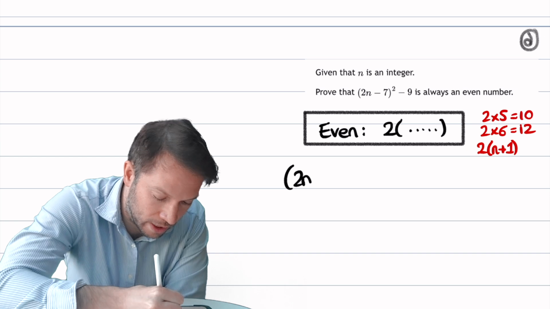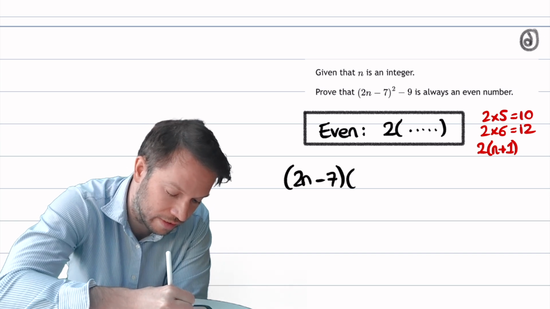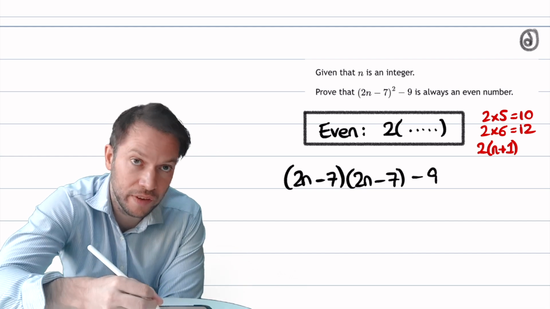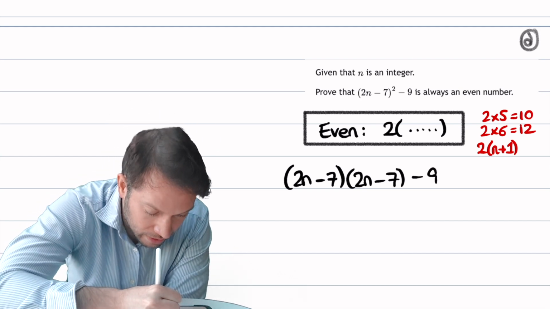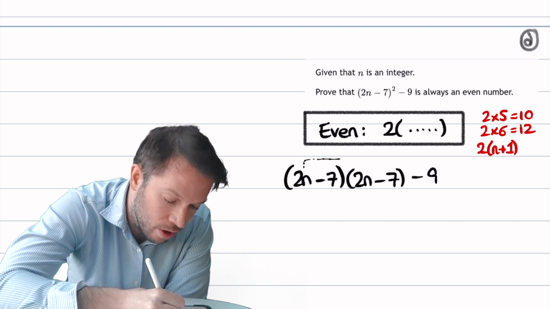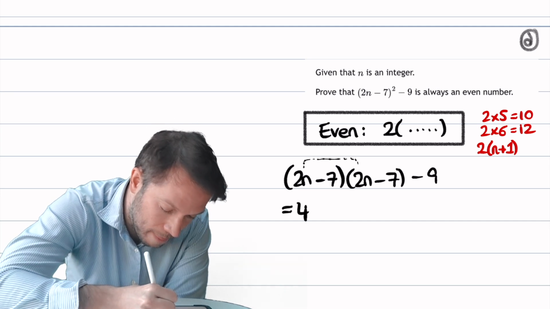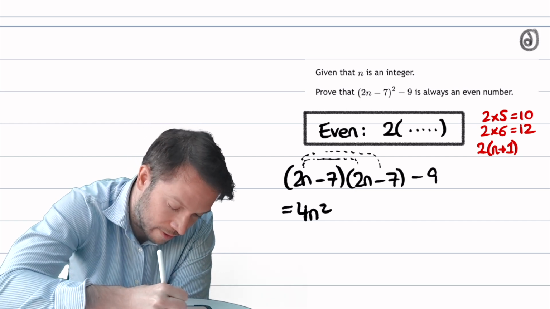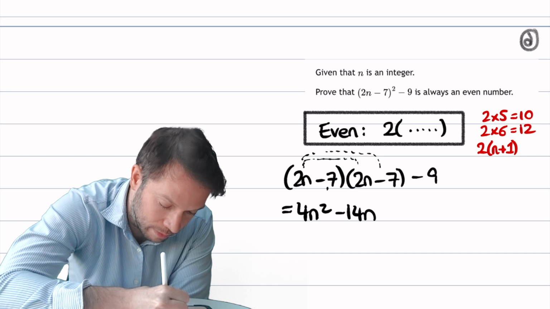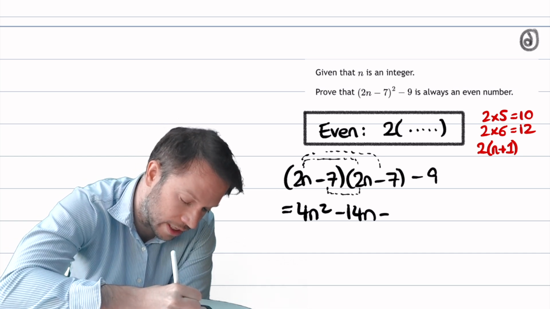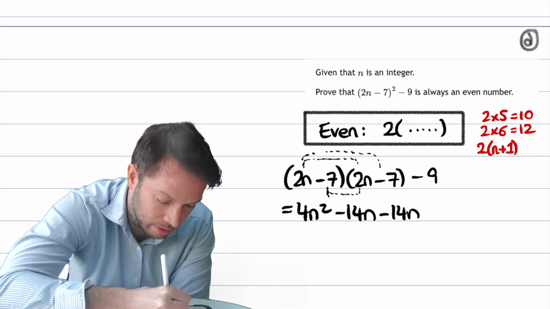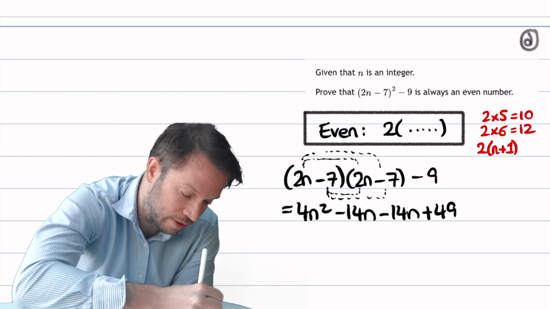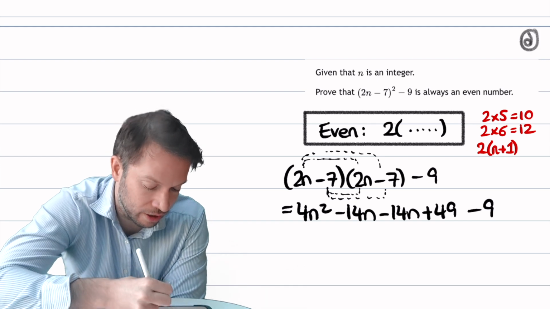2n minus 7 squared, well, we can just write that bracket times by itself to square it, minus 9. Let's expand out. So we do each thing in the first bracket times by each thing in the second. We do 2n times 2n, which is 4n squared. We do 2n times minus 7, which is minus 14n. We do the minus 7 times the 2n, which is minus 14n. And we do the minus 7 times the minus 7. Negative times negative is positive. We get plus 49. We've still got that minus 9, minding its own business on the end.